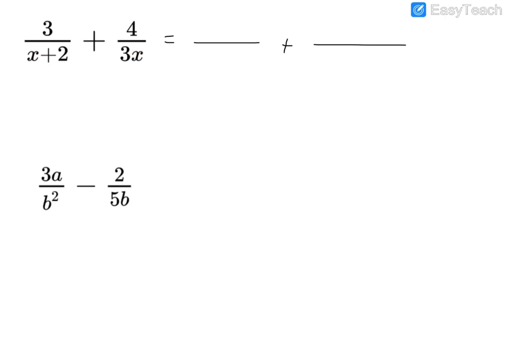So I'm going to have to multiply this by 3x, and I'm going to have to multiply this by x plus 2. So my new denominator is going to be 3x brackets x plus 2, and you could expand that out if you felt like it, but I'm just going to leave it factorized like that at the moment. Now this fraction, what have I done to this bottom part to change it from this to this? Well, I had to multiply it by 3x, so we're going to do the same over here. We're going to take this 3 and multiply by 3x, so that makes 9x.